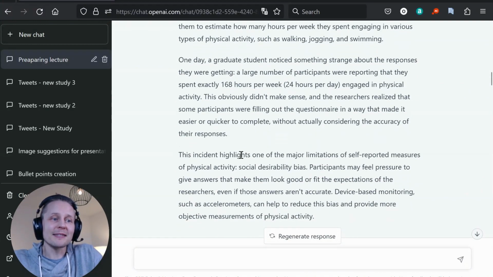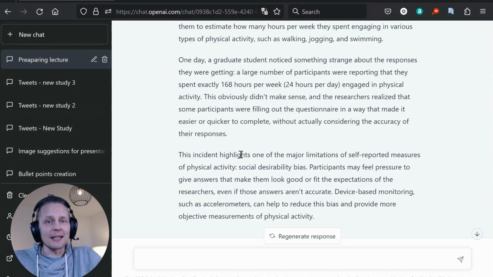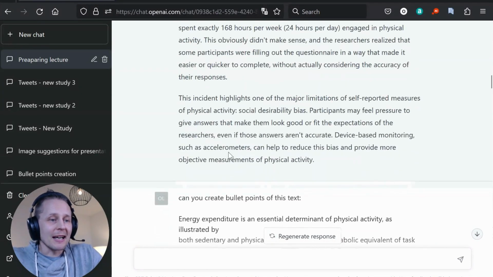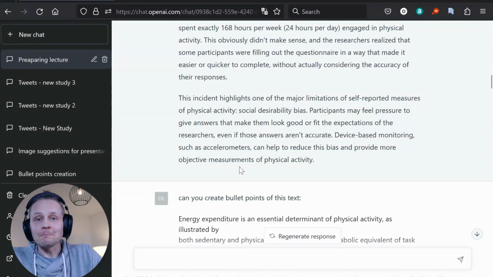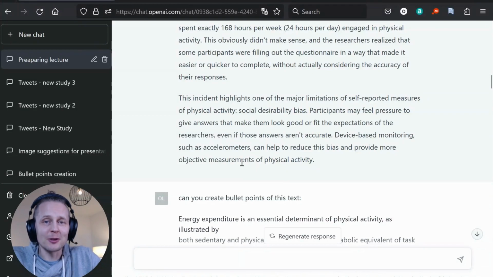And probably some participants were just filling in the questionnaire as fast as possible. I haven't checked whether this is true, but if you use this kind of anecdote or historical story in your lecture, please do fact check it. It might not be correct.